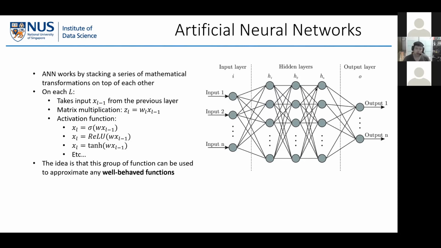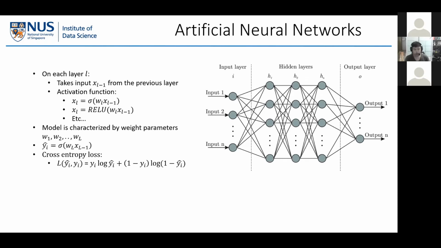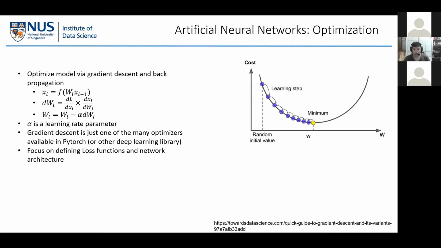The idea is that when we have these layers of mathematical transformations of this form, they can be used to approximate basically any well-behaved function. So this is a very effective way to approximate complicated relationships in our data. Again, this model is characterized by weight parameters on each layer and is usually optimized by minimizing this cross entropy loss. And just to describe how we optimize it, usually we optimize our neural network, or even logistic regression, via gradient descent and backpropagation.